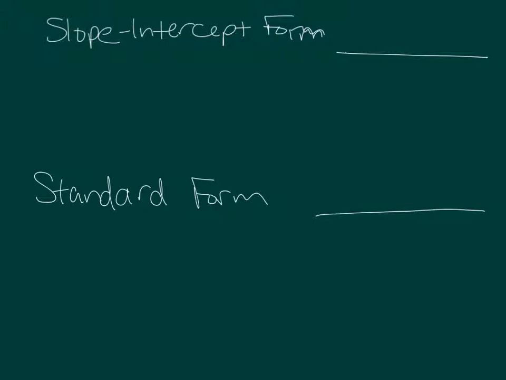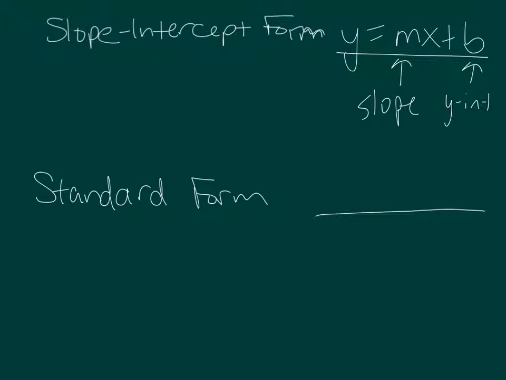Slope-intercept form, that's something you've also seen, but it's been a while. Slope-intercept form is y = mx + b. Remember, the letter m represents our slope. b is what's called our y-intercept, which we'll get to on Monday. Standard form, however, is ax + by = c.